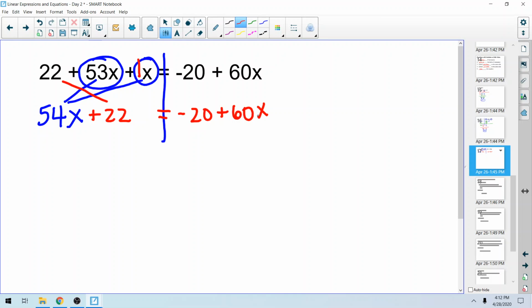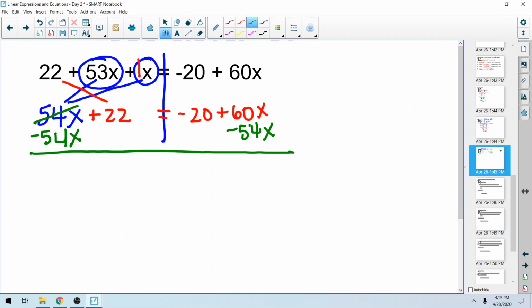Now, if you remember the conversation that we had before, I said I always try to keep my variable positive. So on the left, I have a 54x. On the right, I have a 60x. So 54x is smaller, so I'm going to minus my 54x and bring it over to my 60x, which is bigger. 54x minus 54x, 0. I still have a positive 22 equals. I'm going to bring down the negative 20, and then 60 minus 54 is a positive 6x.